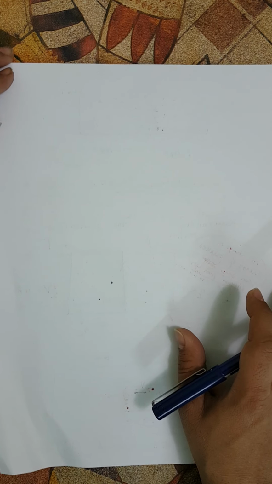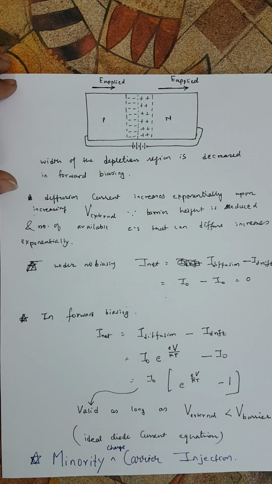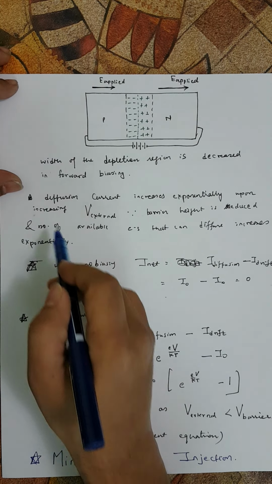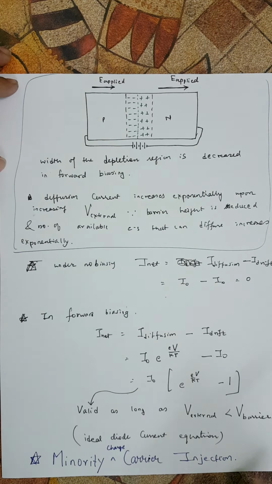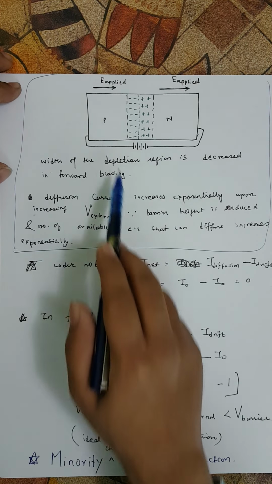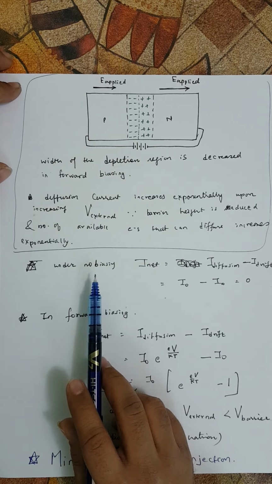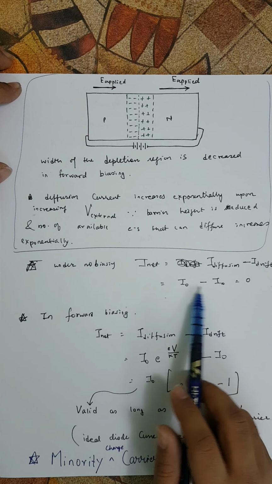Okay, so moving ahead now. We know that these electrons are able to diffuse and diffusion current is more. We'll discuss this later on. But under this no biasing condition, when we don't connect a battery here, the net current is equal to the diffusion current minus drift current, both are equal to I naught.